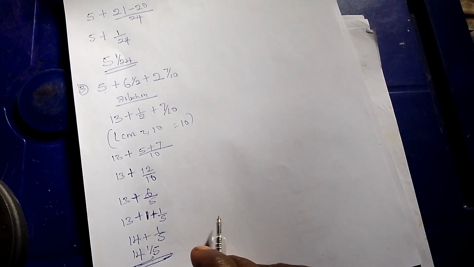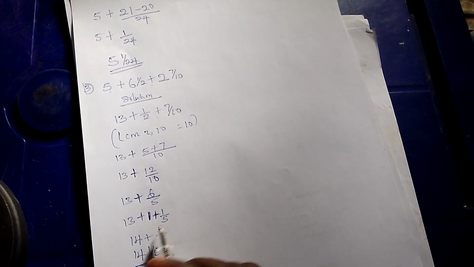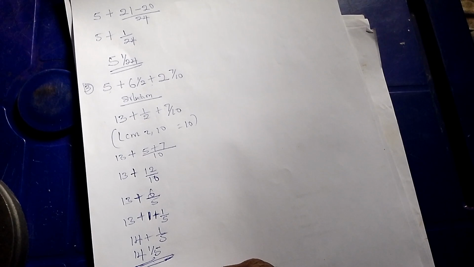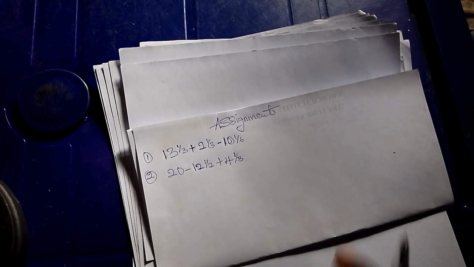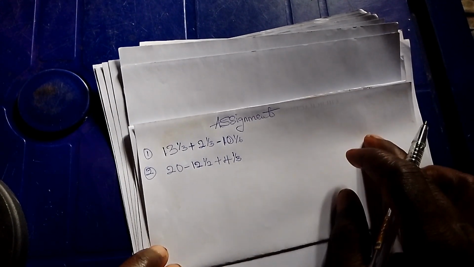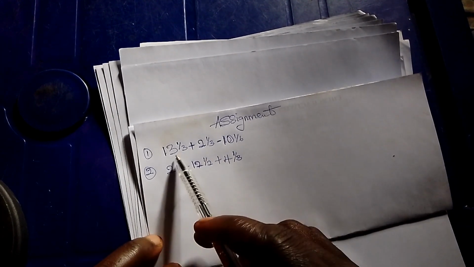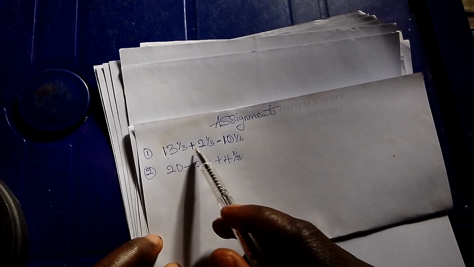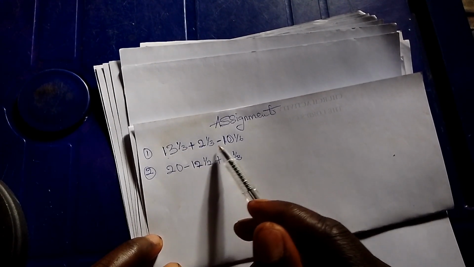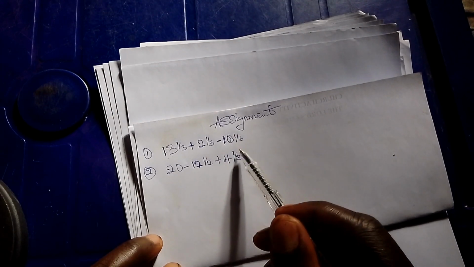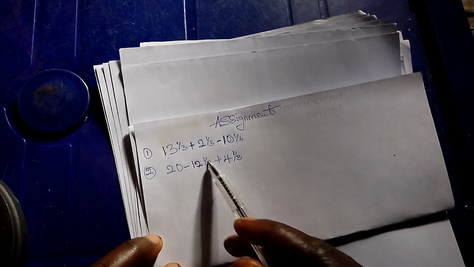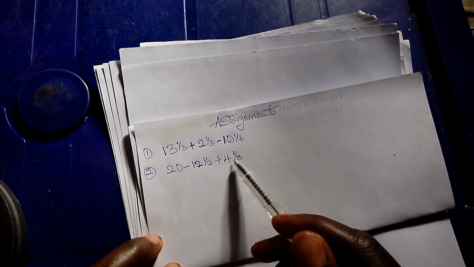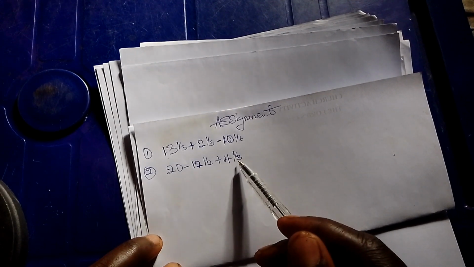Alright, so I'd like to give you a try on these examples under addition and subtraction. So this is our assignment, just two assignments. 13 whole number 1 over 3 plus 2 whole number 1 over 3 minus 10 whole number 1 over 6. Then the second one is 20 minus 12 whole number 1 over 2 plus 4 whole number 1 over 3.